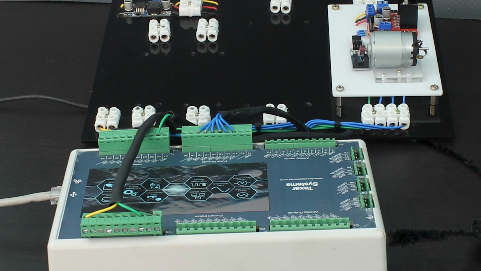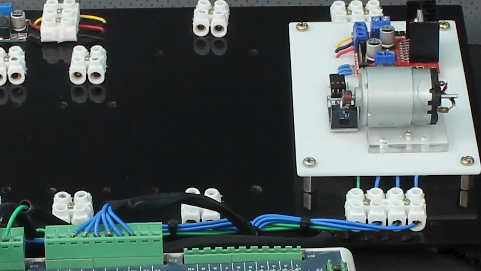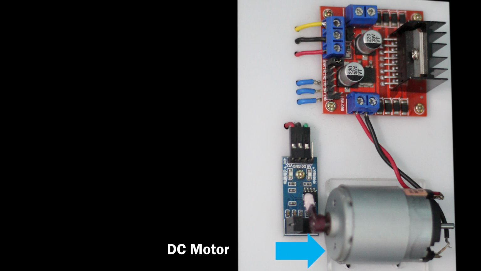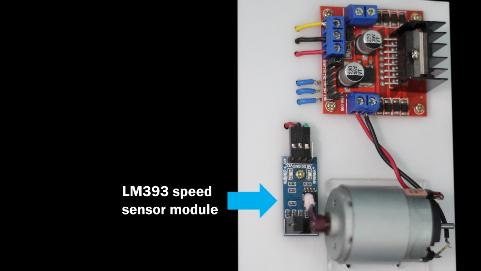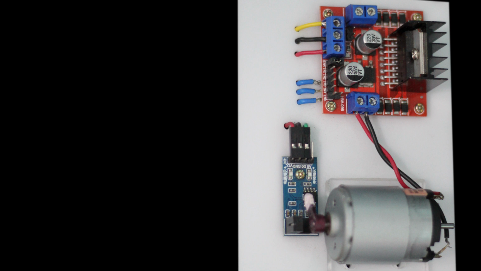Here is the actual setup. This is the DC motor. This is the L298N driver module. This is the LM393 speed sensor module. The fan connected to the motor shaft is positioned in such a way that the fan leaf passes through the sensor module as it rotates. Each time the leaf passes through the sensor module, a pulse is generated. Continuous rotation of the fan results in a pulse train, the frequency of which is proportional to the motor speed.